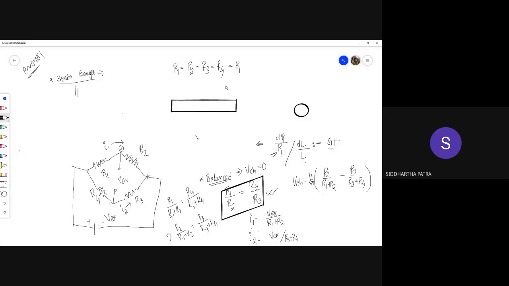Now, this is what I'm trying to draw as accurately as possible. This is what a strain gauge resistance looks like.